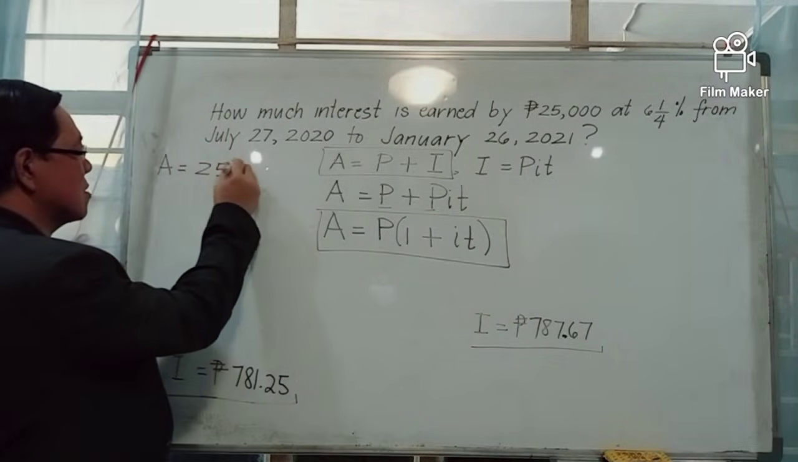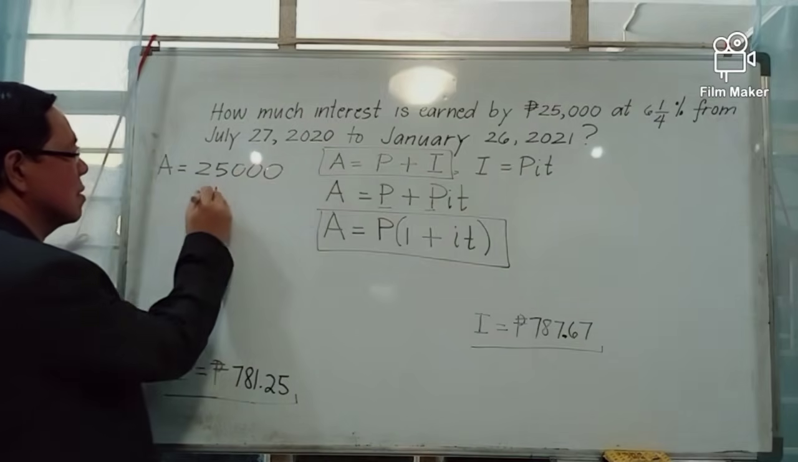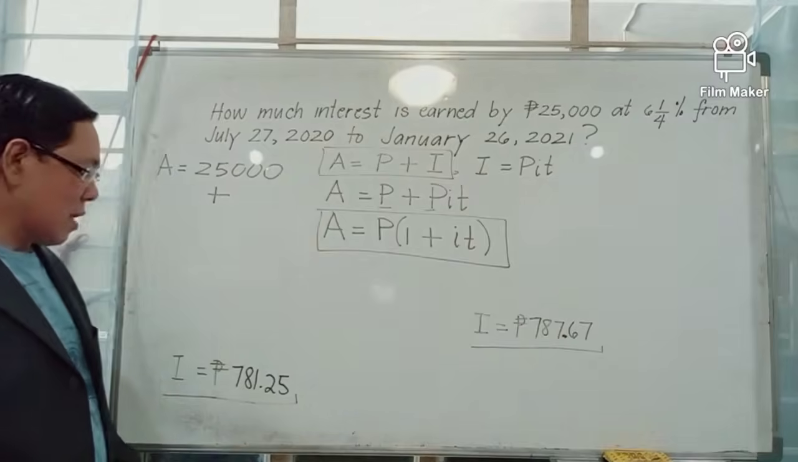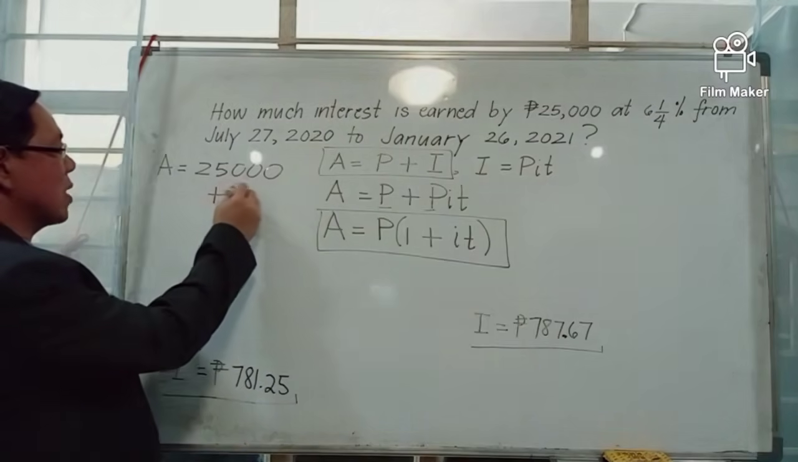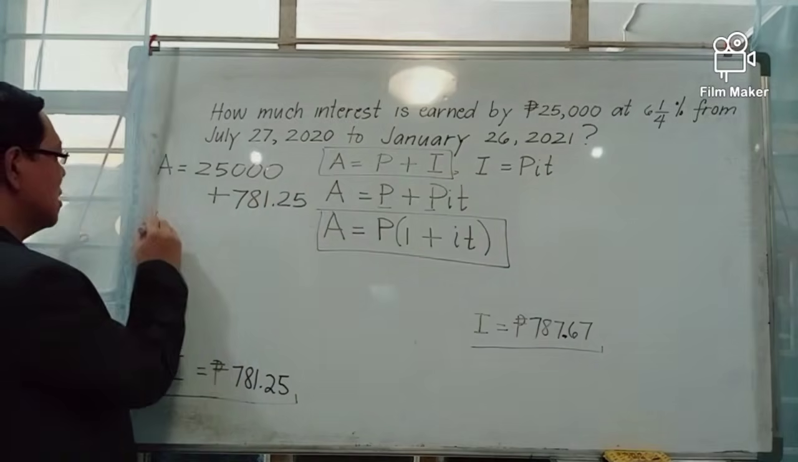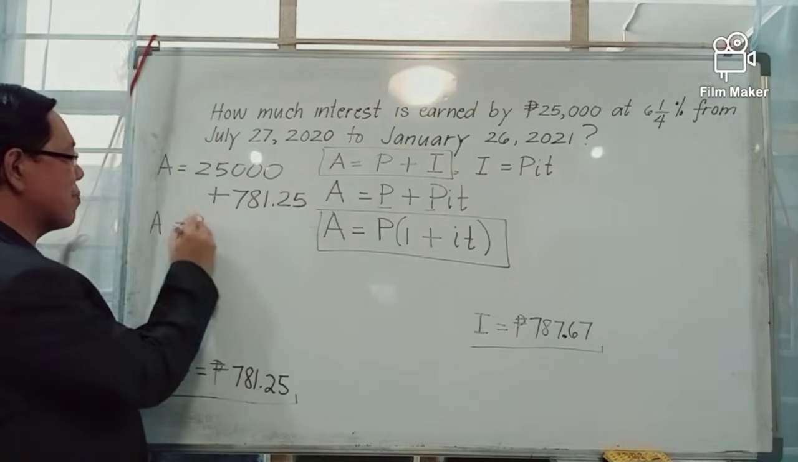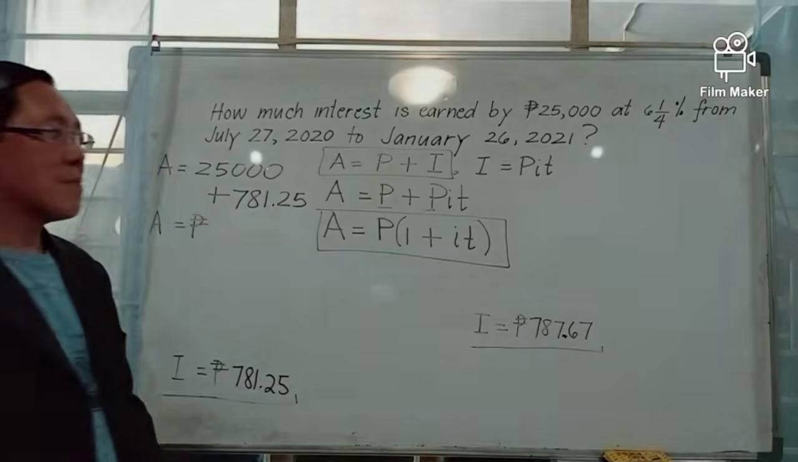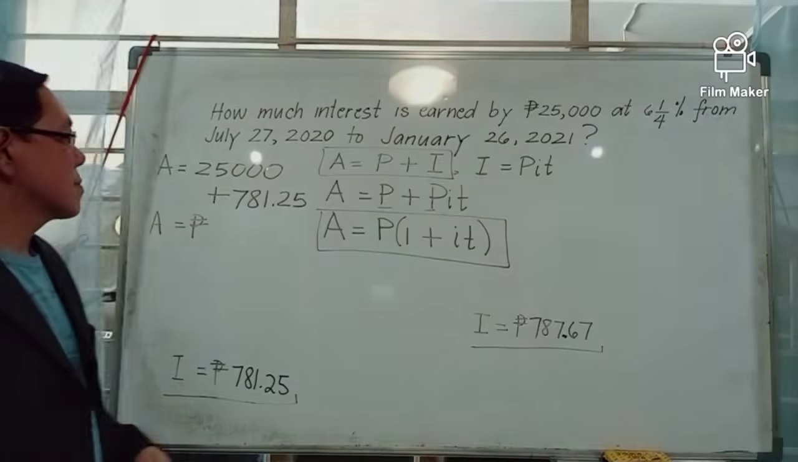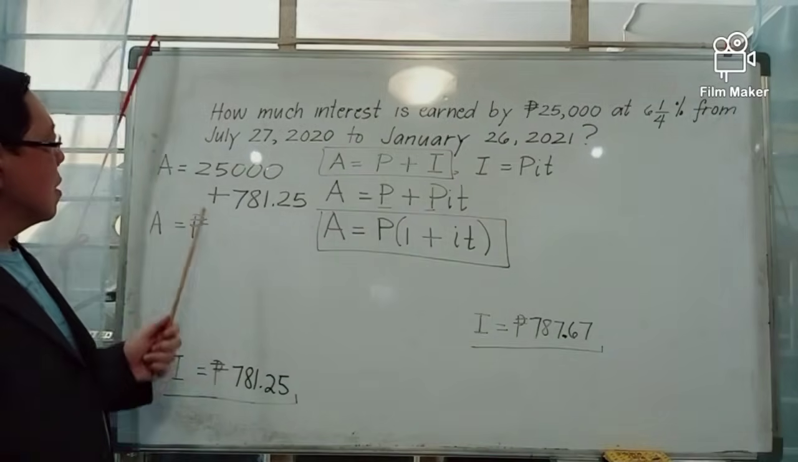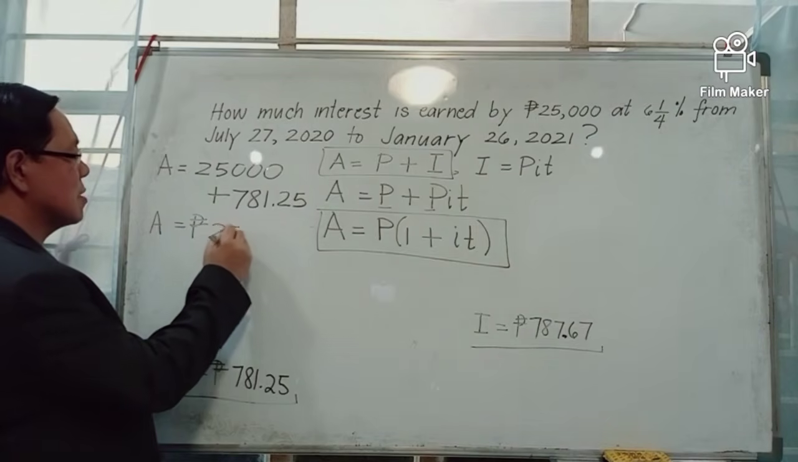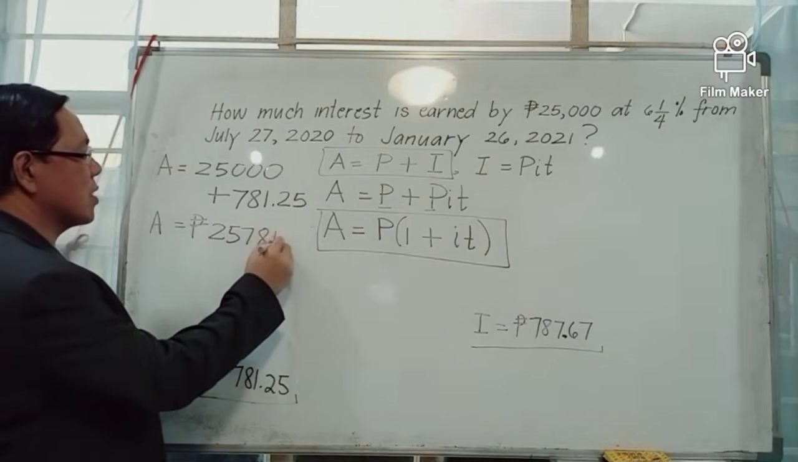25,000 pesos plus the approximate amount of interest, 781.25 pesos, and the total amount to be paid on January 26, 2021 will be 25,781.25.